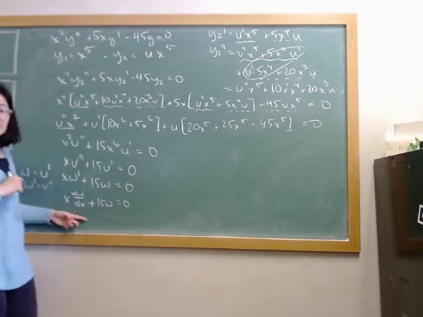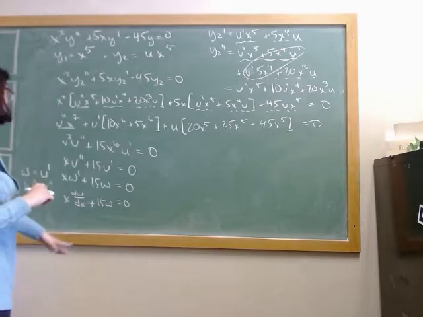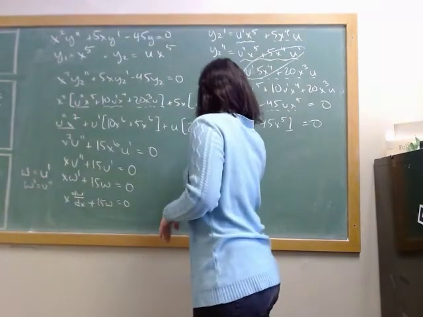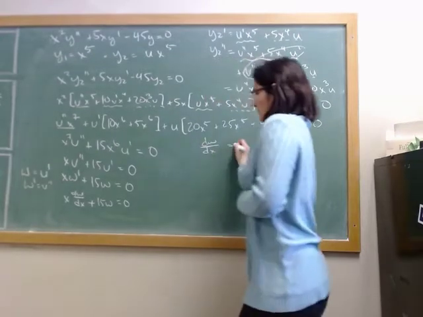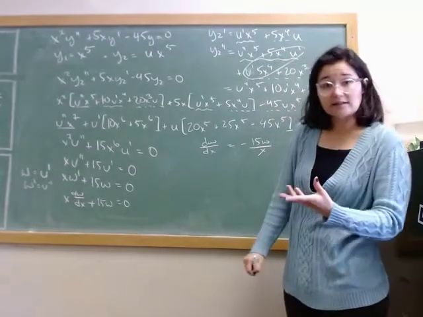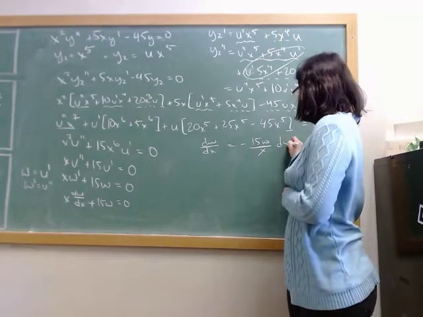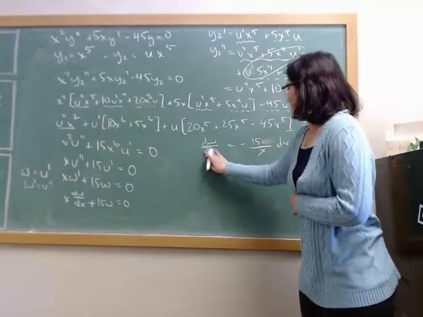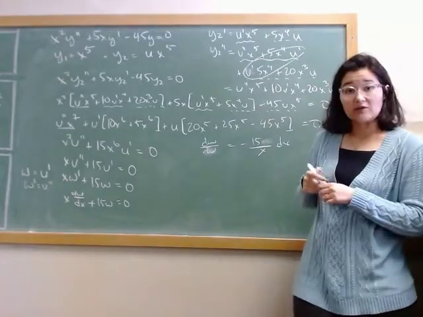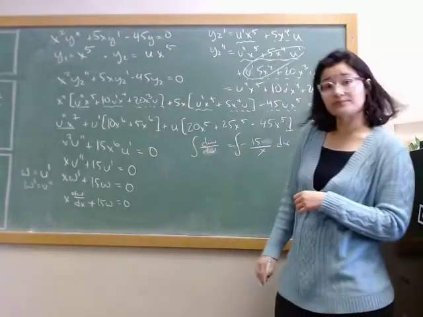So when we see it written this way, hopefully it looks familiar, like a separable equation. Let's go up here. So I'm trying to isolate my w and x on opposite sides. So I've got dw over w is equal to minus 15 over x dx. And then I integrate both sides.